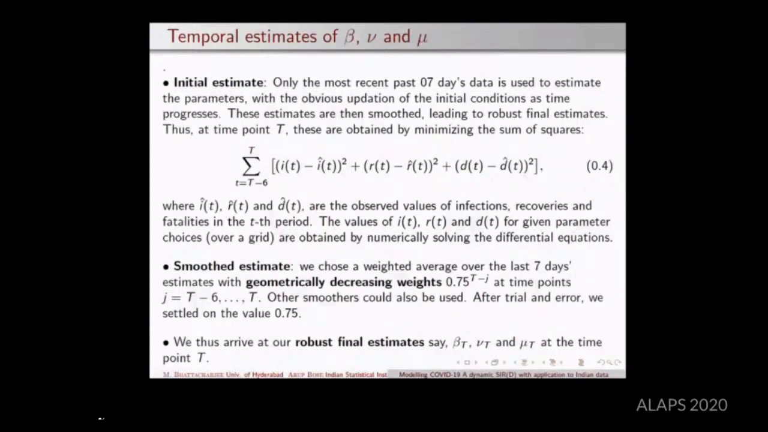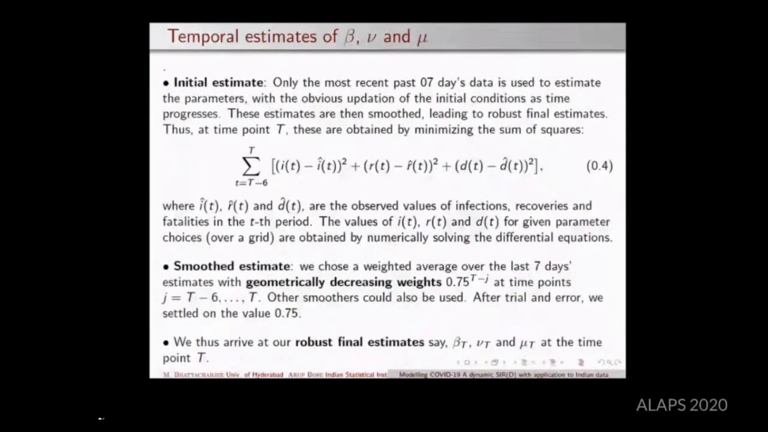These estimates are then smoothed, leading to robust final estimates. Thus, at time point T, these are obtained by minimizing the sum of squares given in equation 4, where the hats are the observed values of infections, recoveries, and fatalities. And then we devise a grid, and the values of I_T, R_T, and D_T for given parameter choices over a grid are obtained by numerically solving the differential equations. So there is an optimization procedure over the grid, which eventually gives us the best parameter values of beta, mu, and nu.